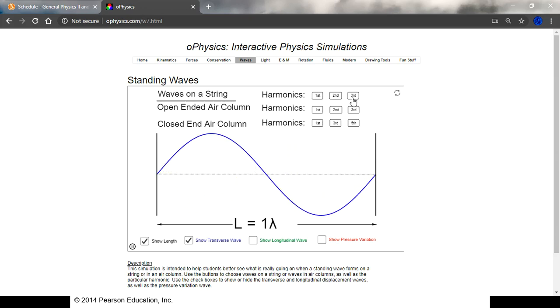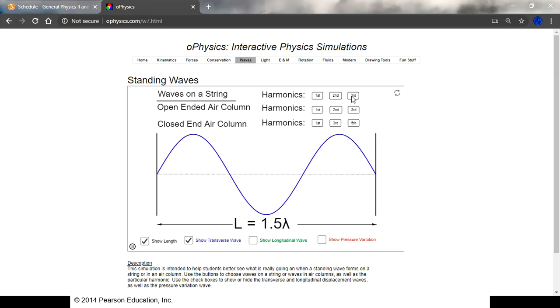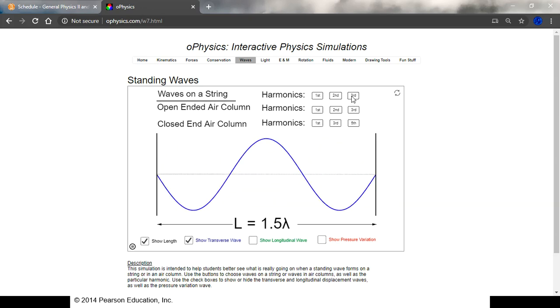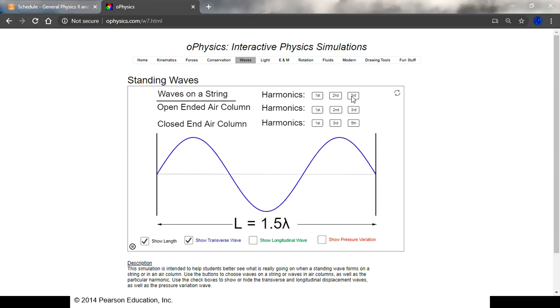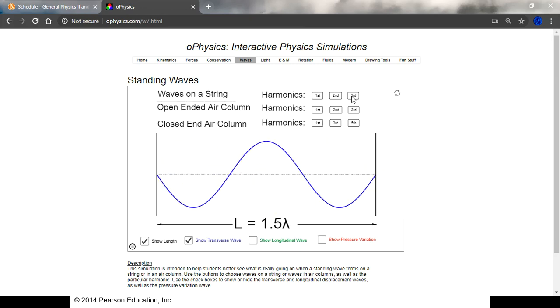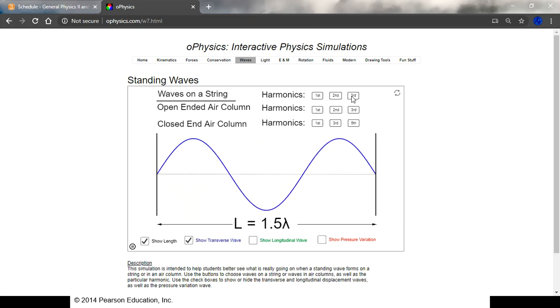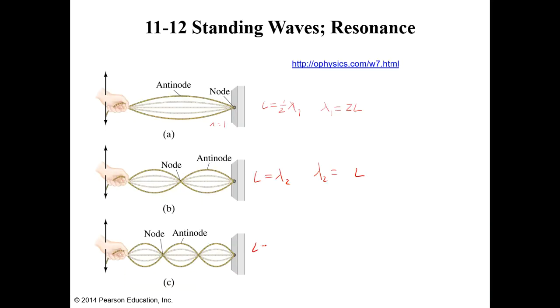Now let's go to the third harmonic. This is what a third harmonic would look like, where you have three antinodes. Now the first and second antinode would be one full wavelength, but then you have that extra antinode, which is just a half a wavelength. So the length of the string would be 1.5 wavelengths, or 3/2. Okay, so if I rewrite this, that would be wavelength 3 for the third harmonic would be 2L divided by 3.